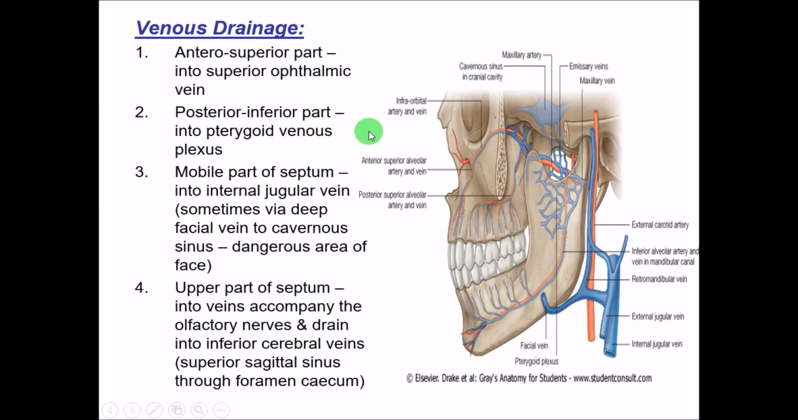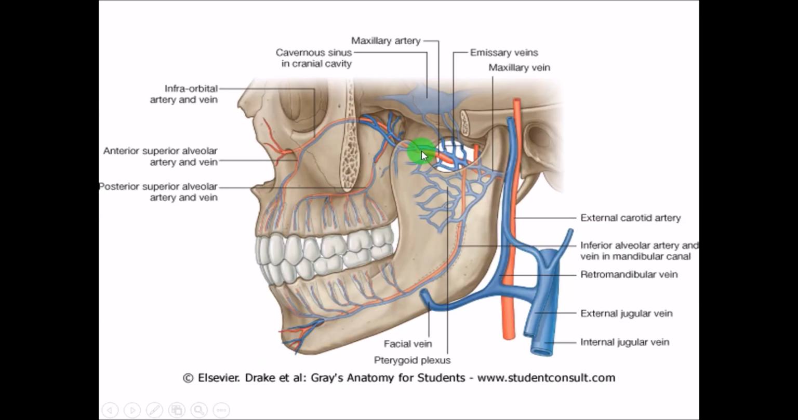From here also, the most upper part will be close to the olfactory nerves, which are passing from the cribriform plate of the ethmoid bone into the nose. From there will be small veins which will drain into the inferior cerebral veins, into the superior sagittal sinus through the foramen cecum. Okay, so it might drain into the cranial cavity itself. So this is the drainage of the whole of the nasal septum.